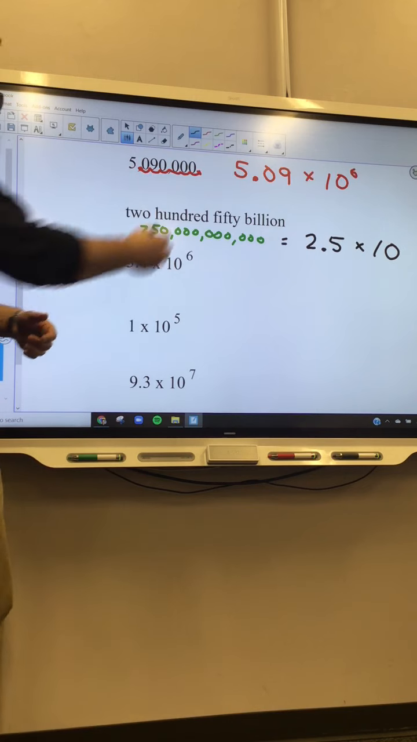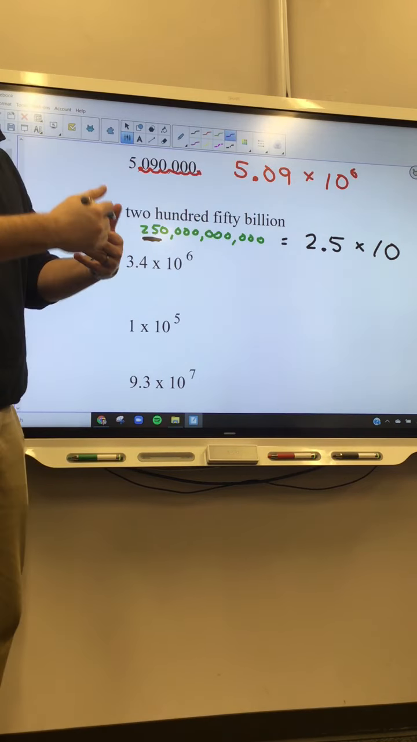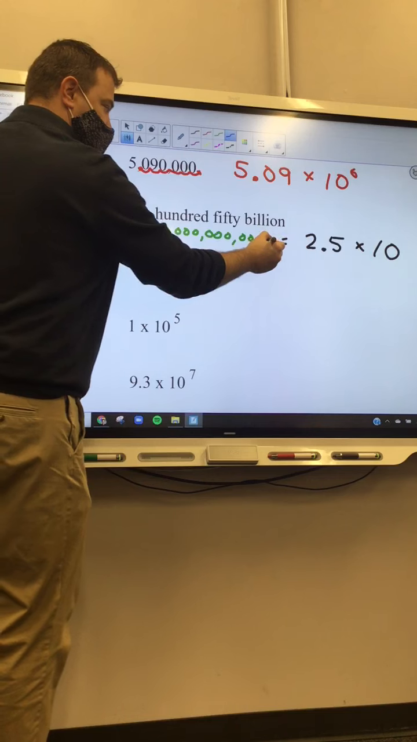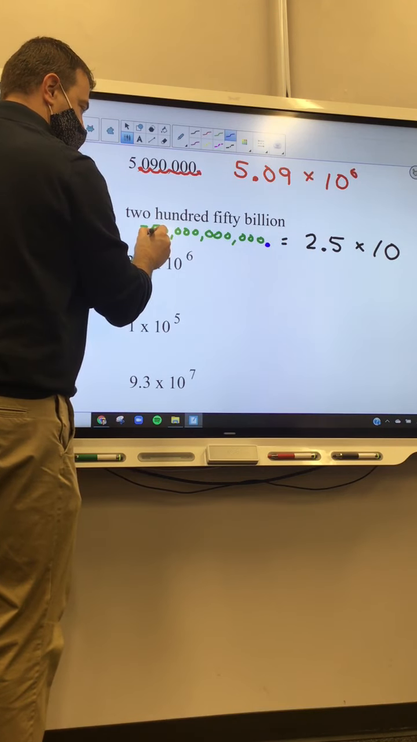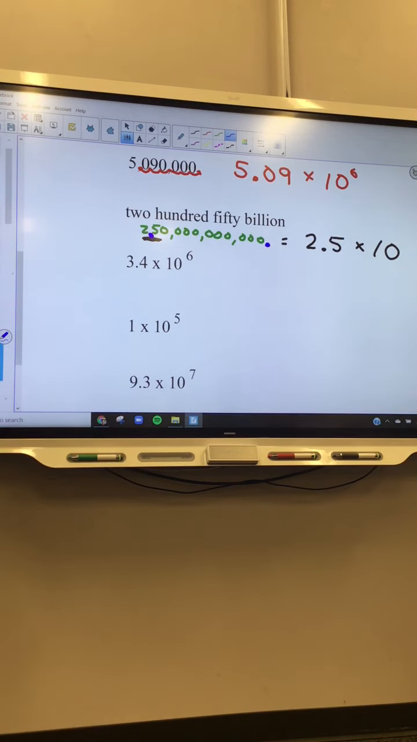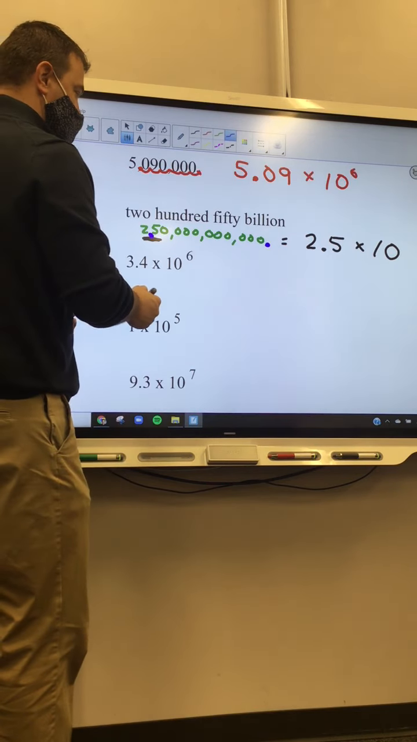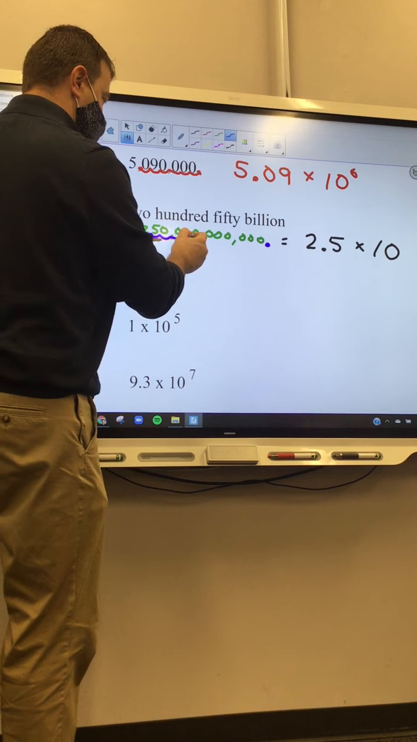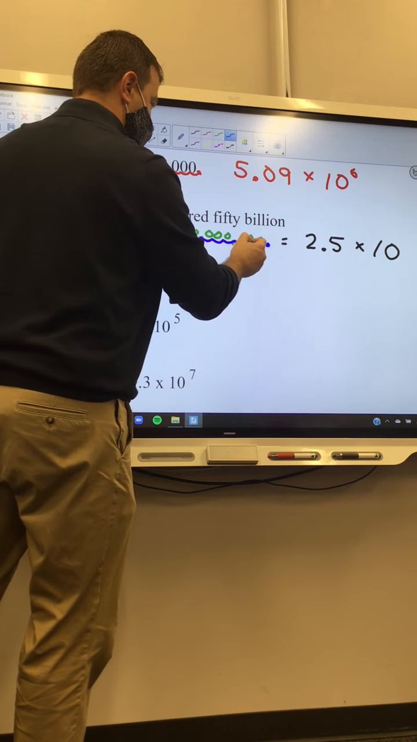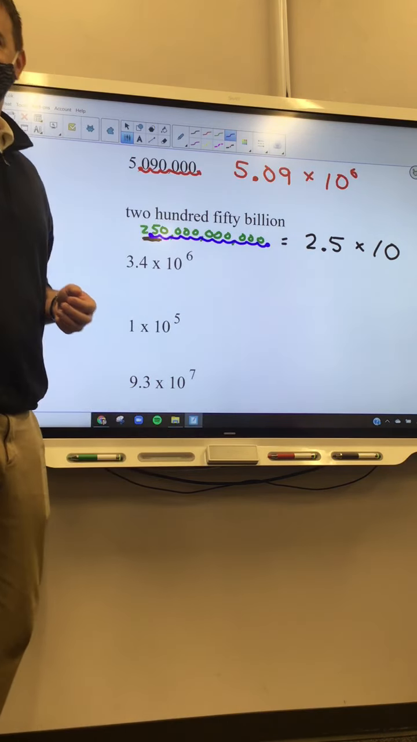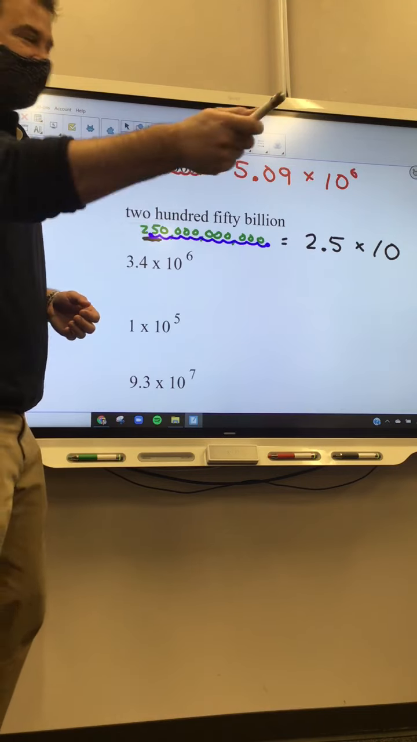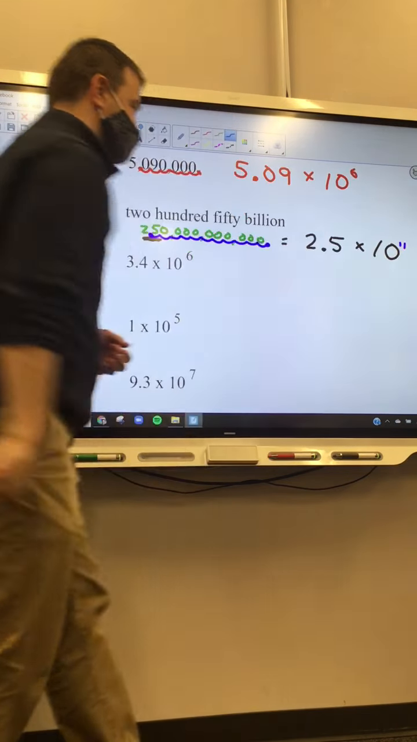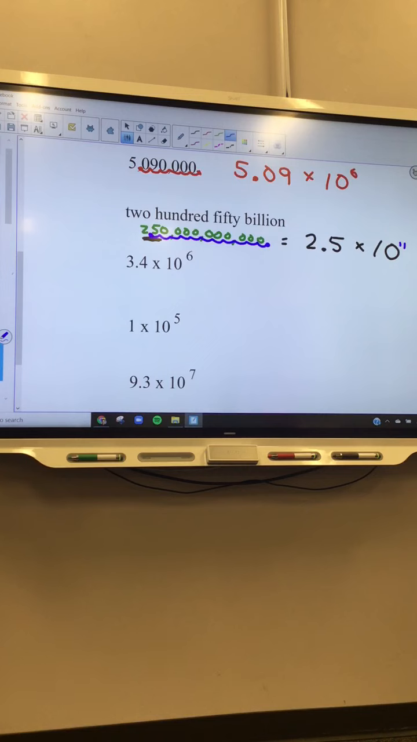2.5 times 10. So now really you're saying, how many times did I multiply 10 to move the decimal from here to there? How many is that? I counted 12. You counted 12? 1, 2, 3, 4, 5, 6, 7, 8, 9, 10. I counted 11. Oh. Hey, didn't you have 10? You counted 10, you counted 12, I counted 11. I think we got 11. Did you get 11? Yeah.